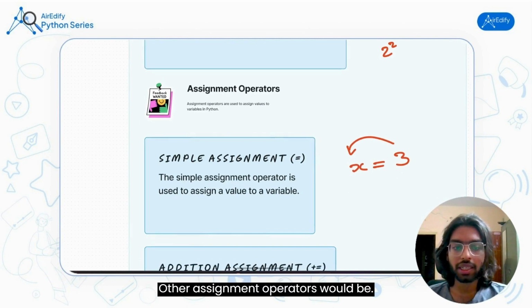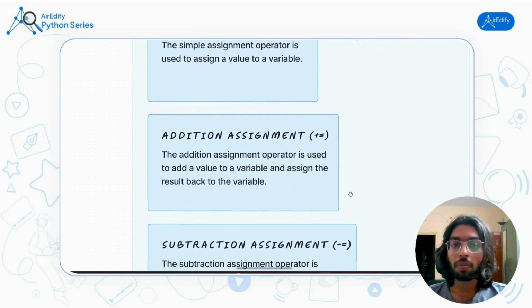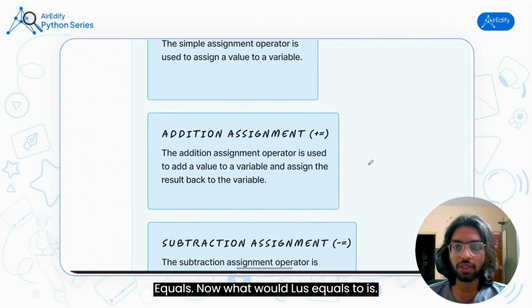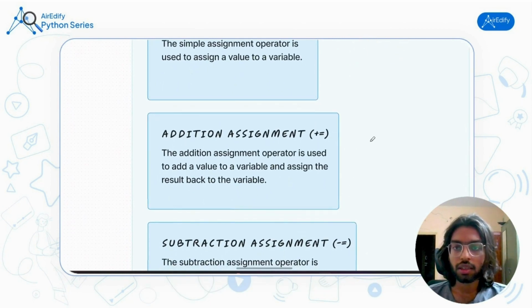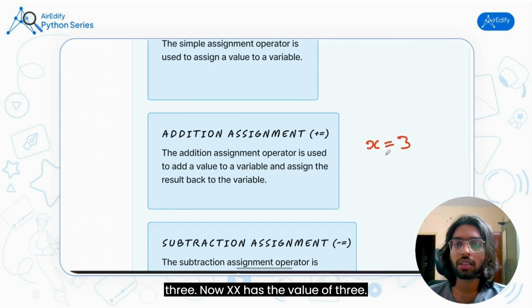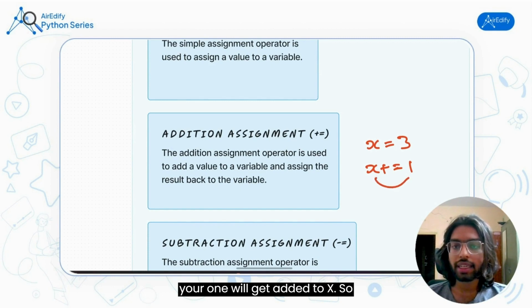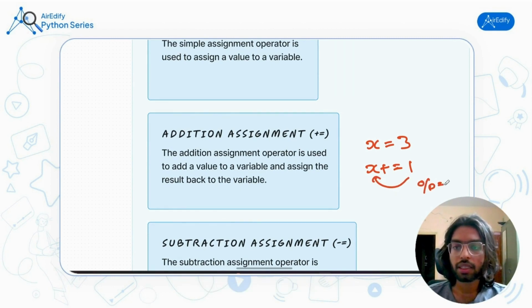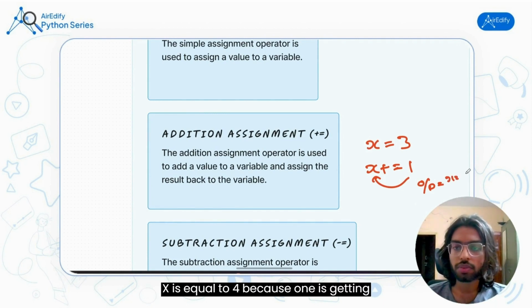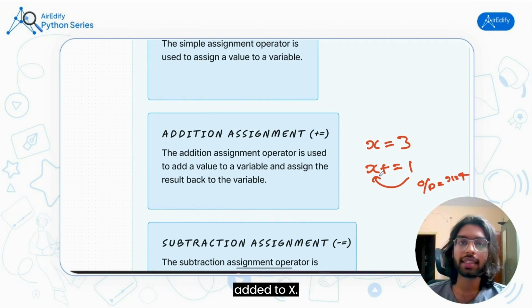Other assignment operators would be your plus equals. What plus equals does is, if I give x is equal to 3, now x has the value of 3. If I do x plus equals 1, your 1 will get added to x. So your output would be x is equal to 4 because 1 is getting added to x.